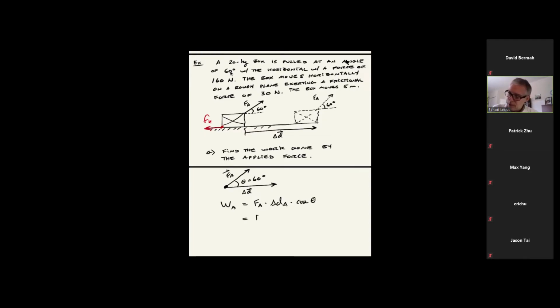Now, the applied force: the displacement of the point of application of the applied force is the displacement of the box. For grade 11, the displacement of the object will be equal to the displacement of the force being applied onto it, okay? This is not always true. Actually, this is not true in most cases. But for grade 11, we're going to stick with this.